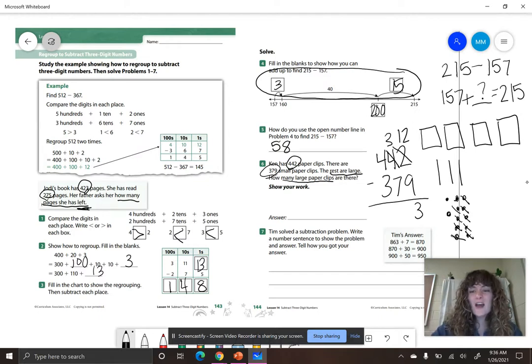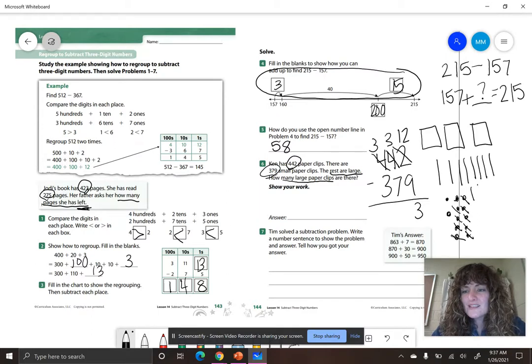In my hundreds. When I regroup 100 into tens, how many tens am I going to put with my 3 tens? 10 tens. So now I have 300 and I'm putting 10 tens, 1, 2, 3, 4, 5, 6, 7, 8, 9, 10 with my 3 tens.